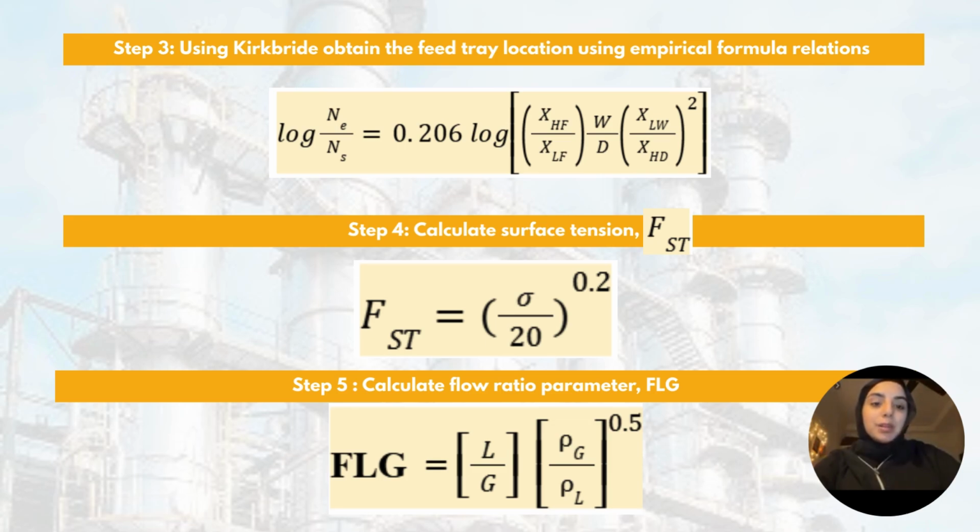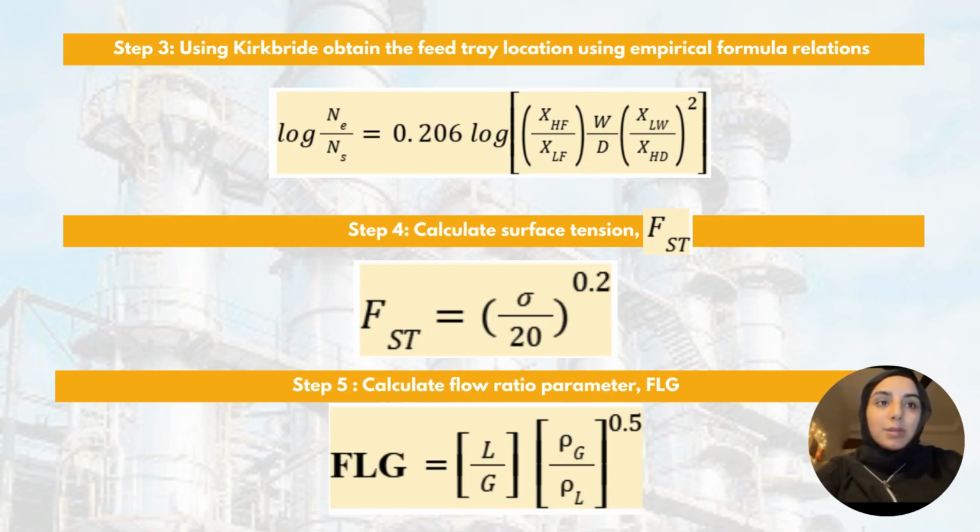Next, using the Kirkbride equation, we can determine the optimal feed tray location. It depends on the distribution of light and heavy key in the distillate and bottoms, along with the flow ratios. This step is key for ensuring the efficiency.